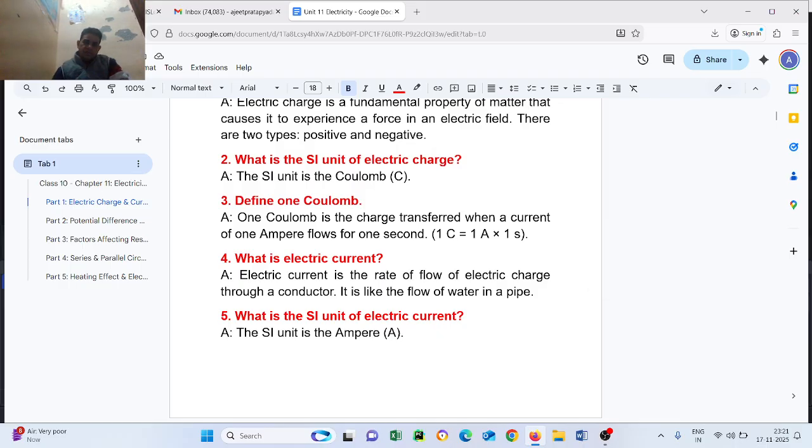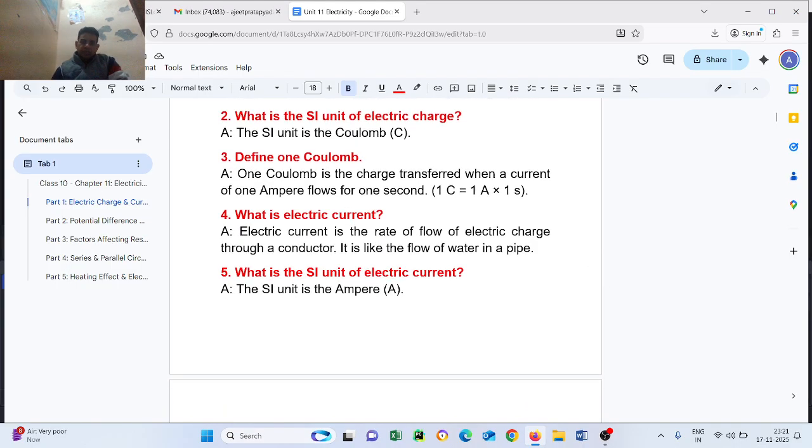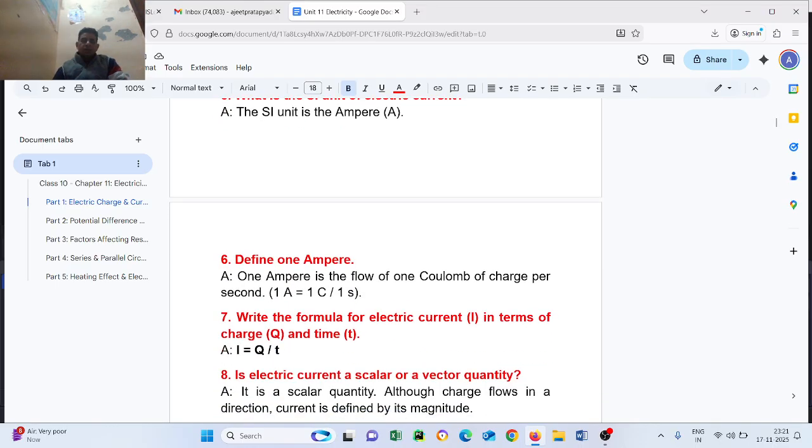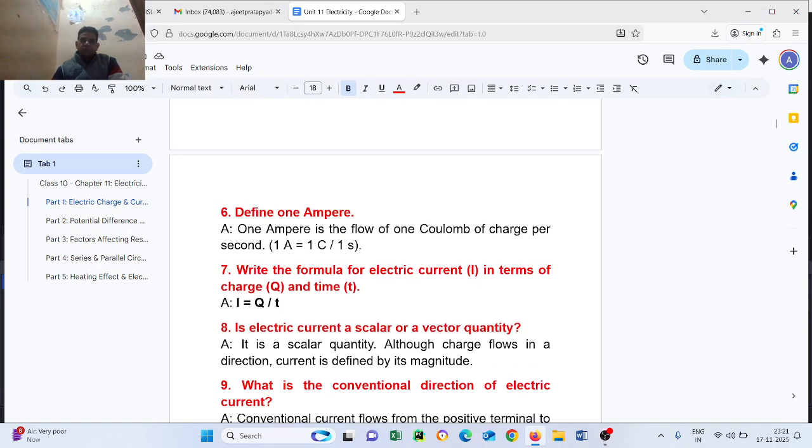Question number 5. What is the SI unit of electric current? The SI unit of electric current is ampere. Define 1 ampere. 1 ampere is the flow of 1 coulomb of charge per second. 1 ampere equals 1 coulomb per 1 second. Question number 7. Write the formula of electric current I in terms of charge and time. I equals Q upon T.